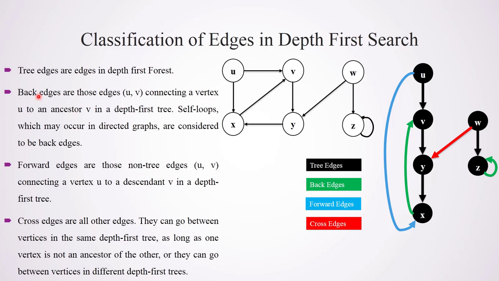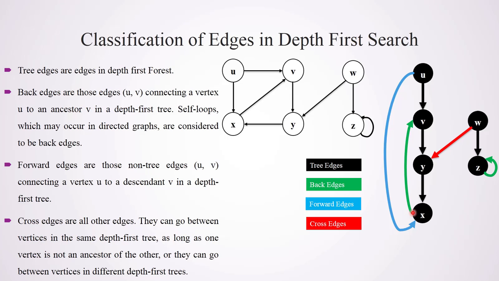Next is back edges. Back edges are those edges (u, v) connecting a vertex u to an ancestor v in the depth first tree. Self loops, which may occur in directed graphs, are also considered to be back edges. So you just look at this tree U, V, Y, X. Actually V is an ancestor of X. And also there is an edge connecting from X to V. Such edges are called back edges. There is an edge from a descendant to an ancestor. Such edges are called back edges.